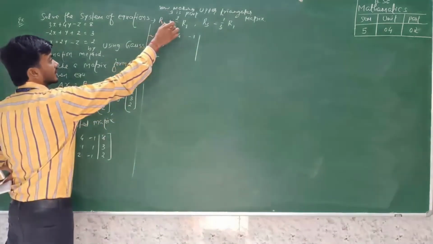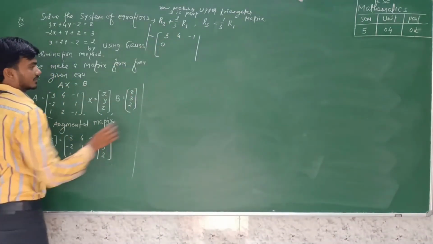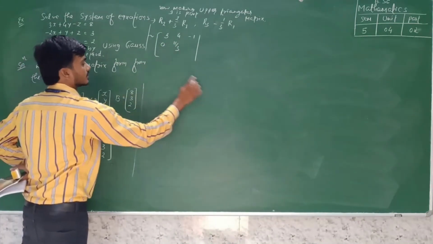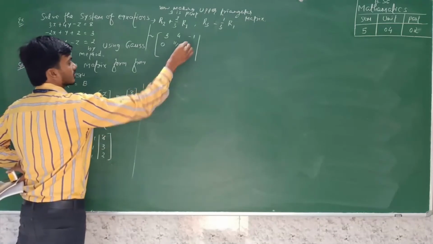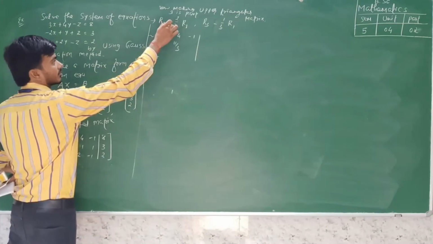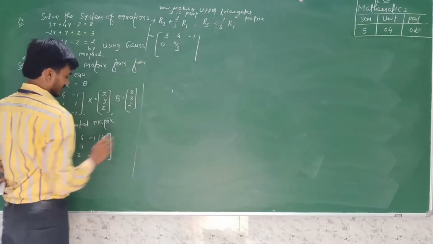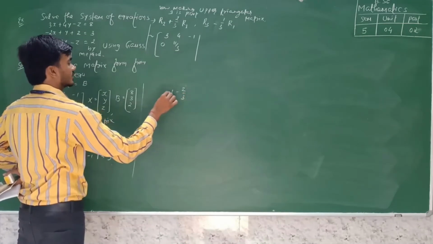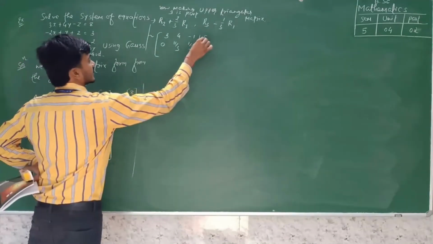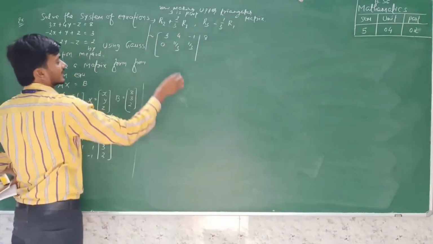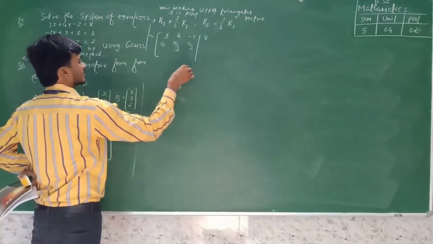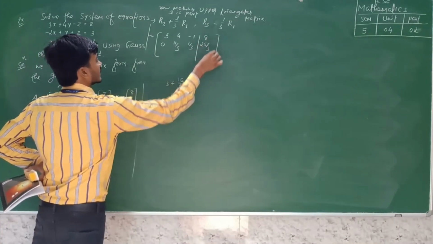4 into 2 by 3 is 8 by 3. 1 plus 8 by 3, that is 3 plus 8, is 11 by 3. Then minus 1 into 2 by 3 is minus 2 by 3. 1 plus minus 2 by 3: 3 minus 2 is 1 by 3. Here 8 as it is. 8 into 2 by 3 is 16 by 3, added to 3. 3 plus 3, 9, and 16 plus 9 is 25 by 3.